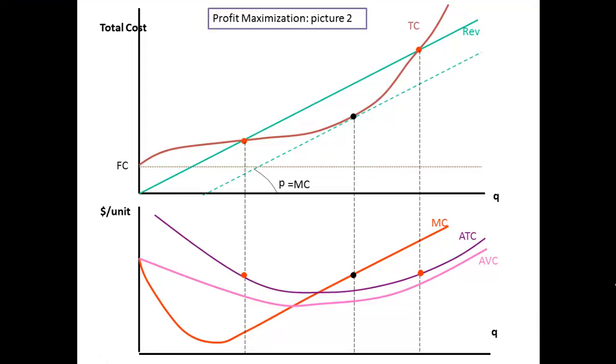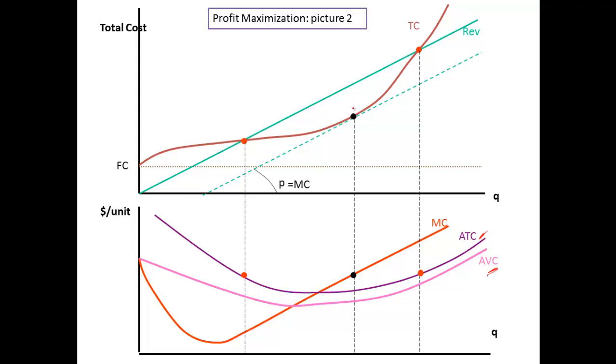Let's revisit the question of profit maximization in this diagram. Up above, we have the same diagram we've been seeing. Down below, instead of just seeing a mountain for profit, we have average variable costs, average total costs, and marginal costs.